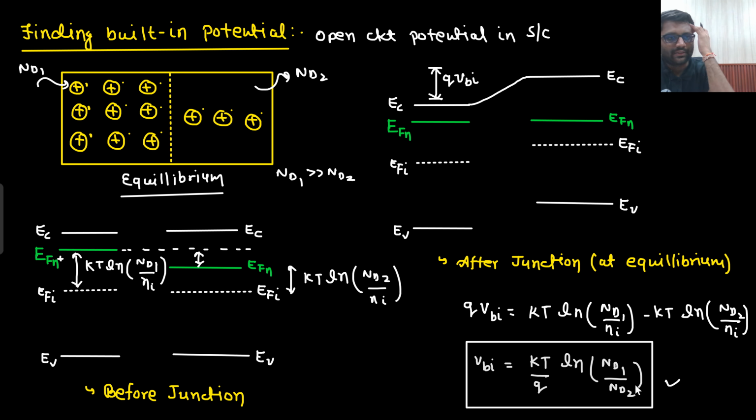Higher concentration divided by lower concentration. What is KT by Q? That would be equal to VT at room temperature, right? KT by Q is VT only, right? VT is equal to KT by Q. And what is the value of VT? 26 millivolt at room temperature, at 300 Kelvin, right? All these things you already know. So V built-in equals VT ln ND1 by ND2, higher concentration divided by lower concentration. So by the energy band diagram, we have understood the mathematics as well, right?